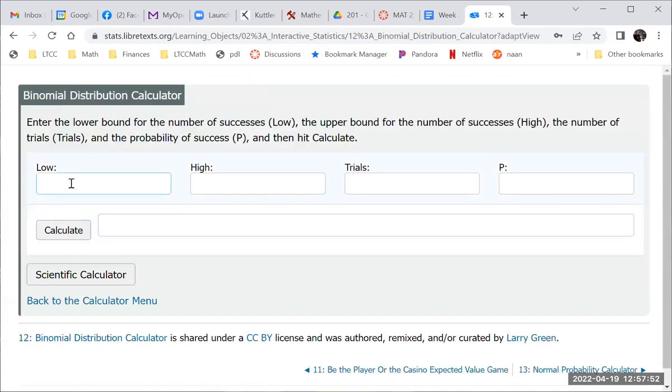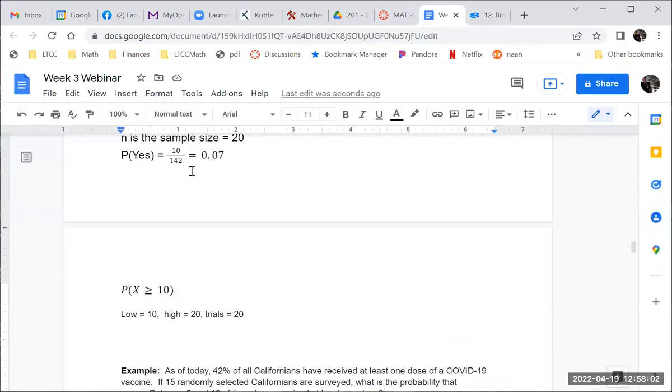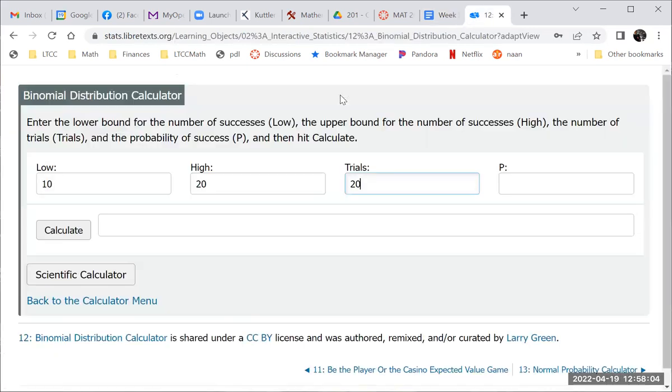And I tried to make this easy. The low was 10. The high was 20. Number of trials was also 20. And then if you remember, the probability was 0.07. And I hit calculate. What does it give us? Okay, it gives 0.